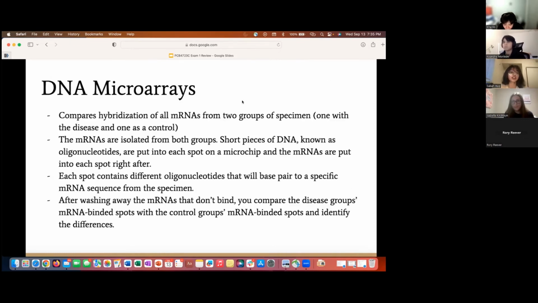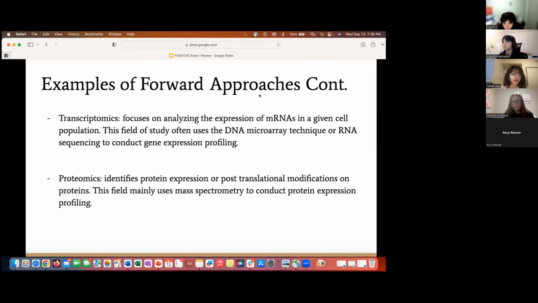Okay, so then the third example is transcriptomics. When you see this word, you should be thinking of transcription. So that's why it means focusing on analyzing the expression of mRNAs in a certain group or population. So you should definitely know that this field of study uses the techniques of DNA microarray and RNA sequencing. And they use these techniques to find the genes that are being expressed when a certain function is going on.